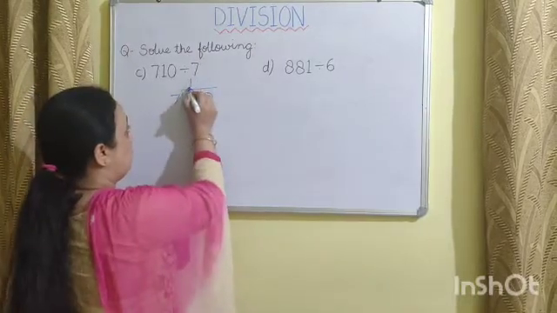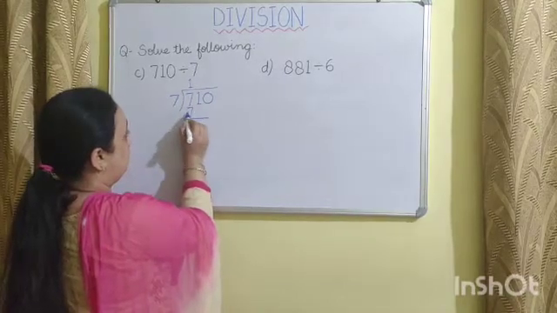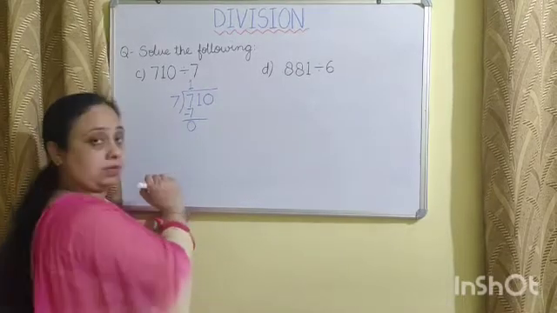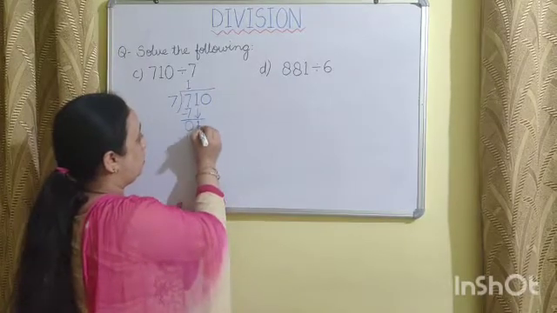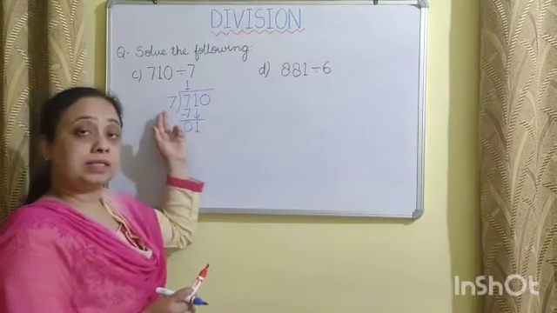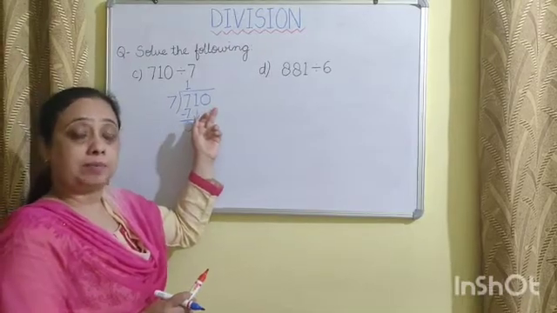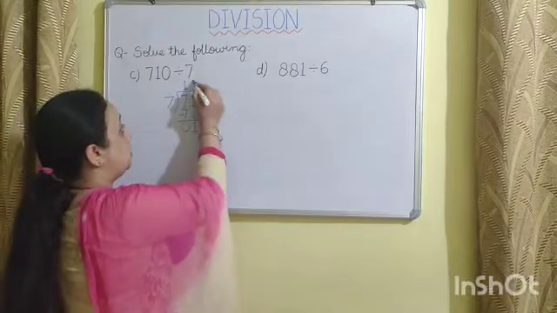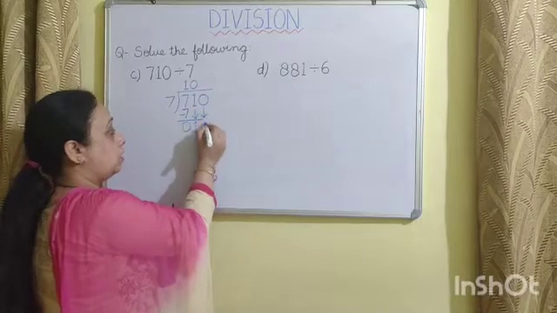7 ones are 7. We'll subtract this. 7 minus 7 is 0. So we'll write 0 here. Our next step is to copy down the second number. We copy down this 1 here. But this 1 is smaller than 7. So what we have to do, before copying down the next number, we have to put a 0 here and then we'll copy down the second digit here.